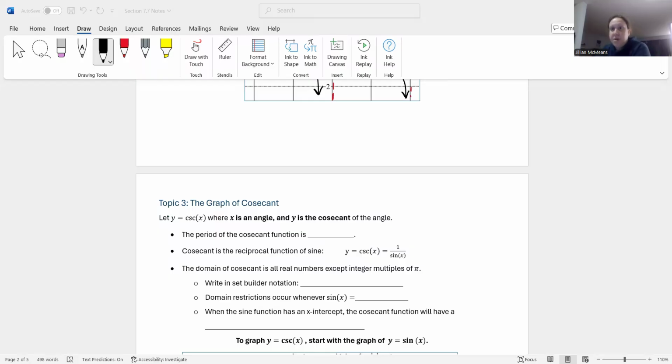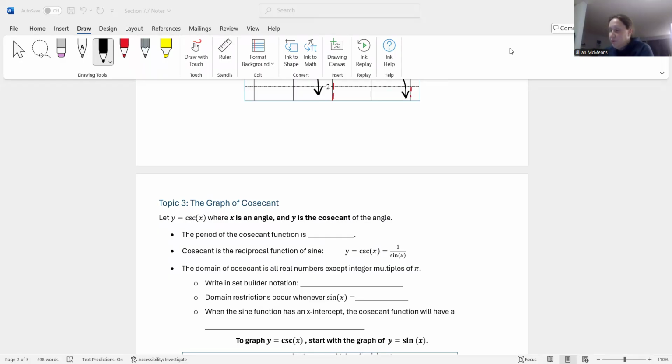Okay, for topic three, we're going to talk about the basic graph of cosecant, and then we're going to look at a transformation graph, so a graph where we do some transformations of cosecant. Again, I'm not going to go too deep into secant and cosecant, but I want you to understand the basics. And the key to graphing cosecant is to actually graph sine first, okay? And then you can sketch the rest of what cosecant is, okay?